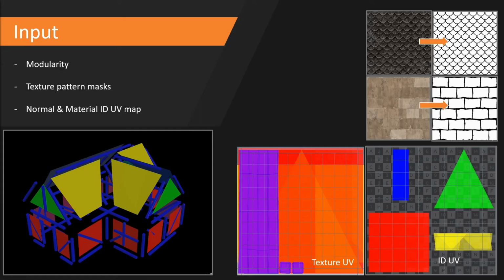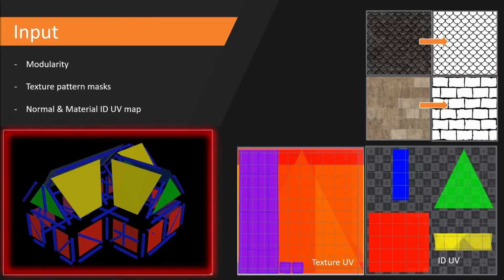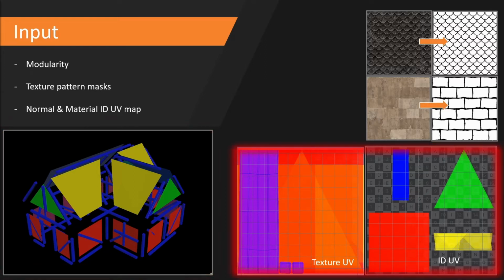Before the model gets imported into Houdini, it needs to meet the following requirements. The model needs to be built from modular pieces, contain 2 UV maps, one for normal texturing and a secondary one that groups the pieces based on the material type, and for the texture fracturing, the system needs to have a masked version of that texture that represents the pattern.